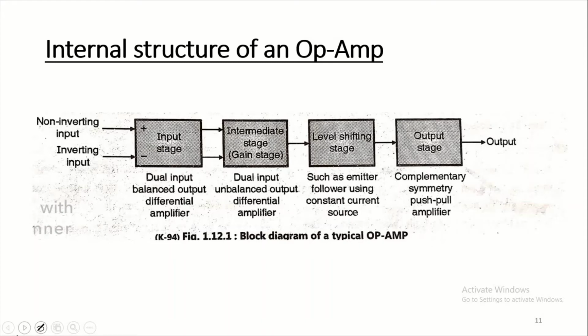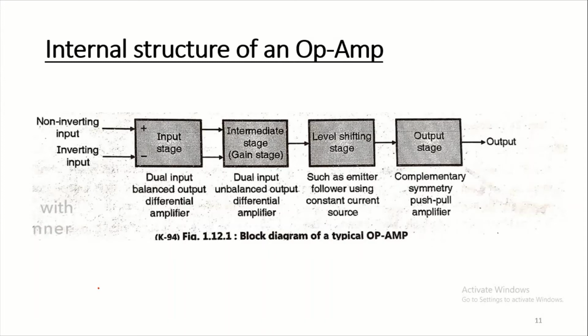Internal structure of an op-amp. An op-amp is a multi-stage amplifier which can be represented by a block diagram as shown in the figure. The op-amp is basically a differential amplifier. It will amplify the voltage which is differentially present between its input terminals. It has four stages. First is the input stage, second is the intermediate stage or gain stage, third is the level shifting stage, and fourth is the output stage. All these stages we will discuss one by one.